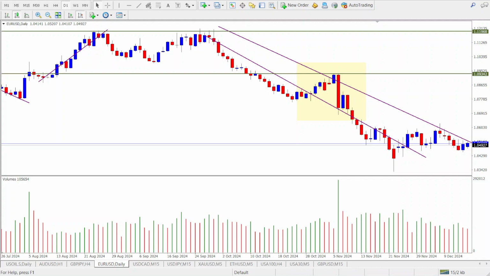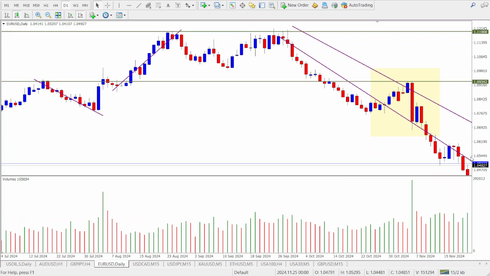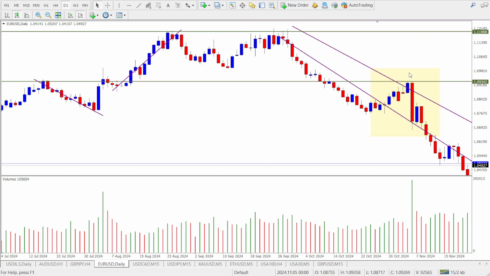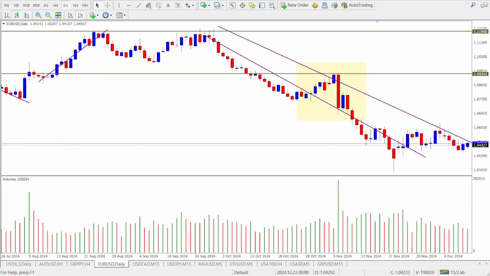And then in terms of stop loss placement, protecting your trade is crucial. A good rule of thumb is to place your stop loss just below the low for a bullish candle, or above the high for a bearish candle, of the institutional candle. This keeps your risk to a minimum while giving the trade enough room to move.